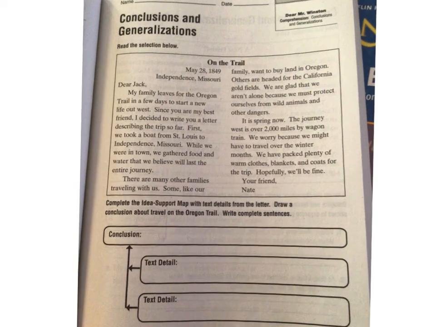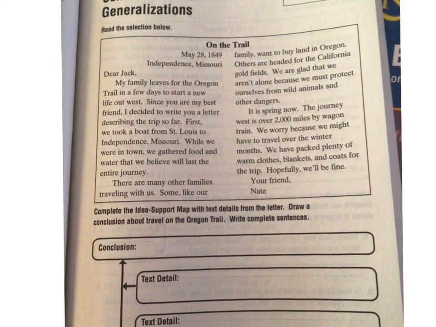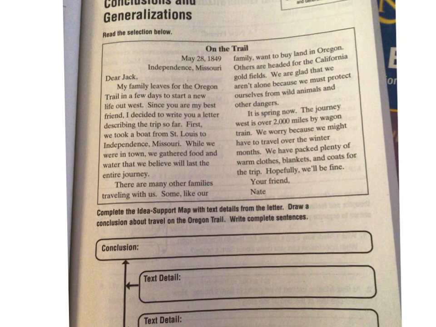And as we're reading, what we're going to be talking about today is when we're done reading it, we want to write a conclusion or what we thought the story was about. Okay, so as I'm reading, I want you to think about that. All right, the name of our short story here is On the Trail.